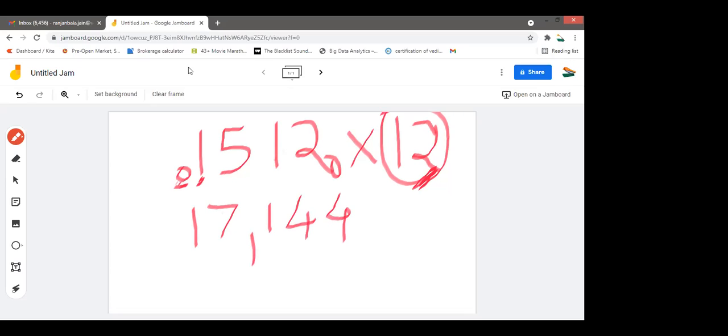Right? Now 7 and 1, 8 are added together. So the answer will become 18144. Right? So this is your final answer. Hope the things are clear.